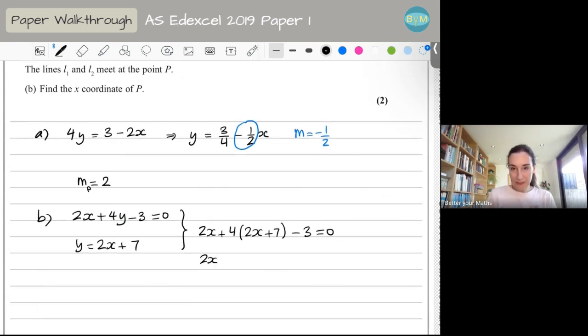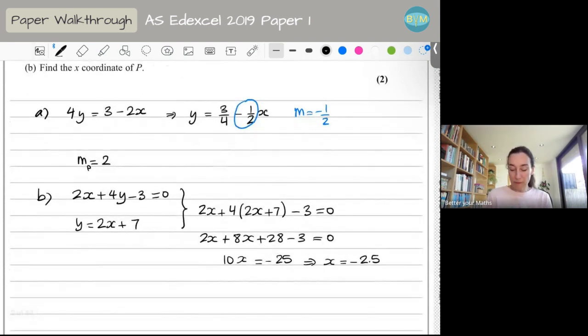Then I expand the bracket. Hello, Lily. Expand the bracket and find x from here. So I have 2x plus 8x, and 28 minus 3 is 25. It goes to the other side as negative, which means that x is going to be minus 25 divided by 10. So you can write minus 2.5, or you can simplify: x is minus 25 divided by 10, or minus 5 halves. They don't ask for a particular form, so either way is fine.